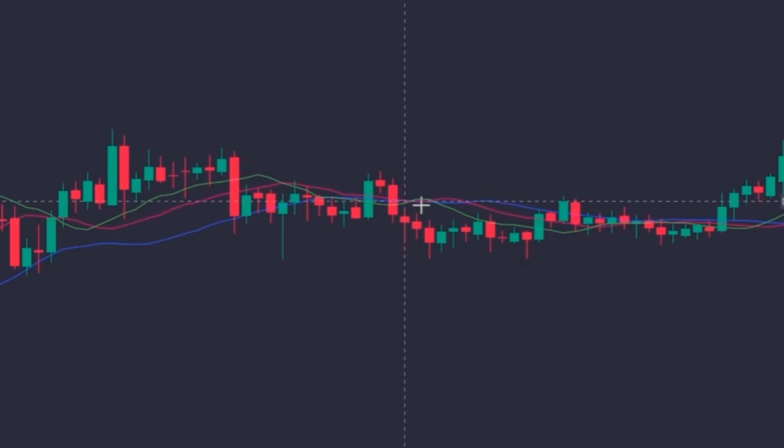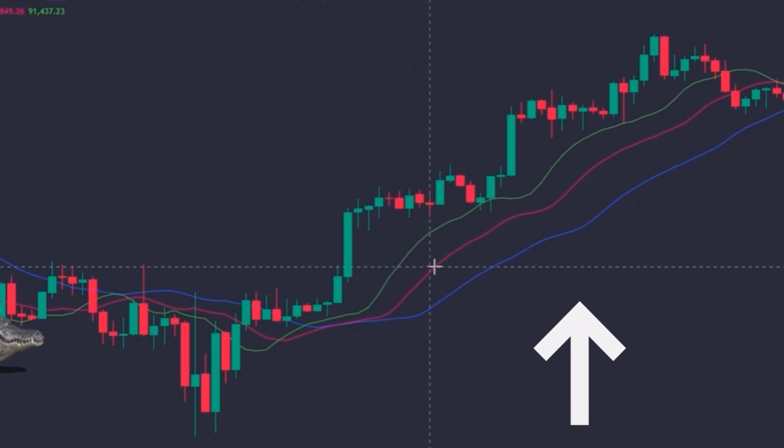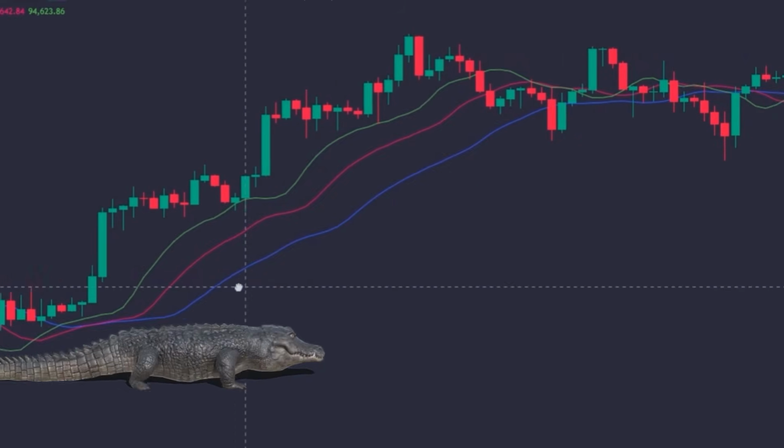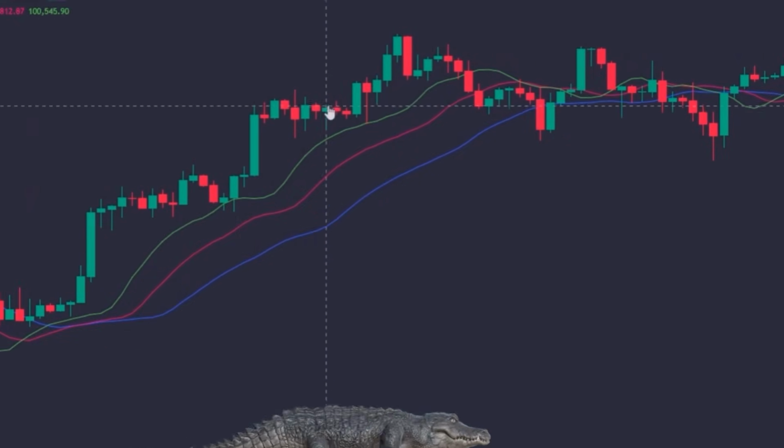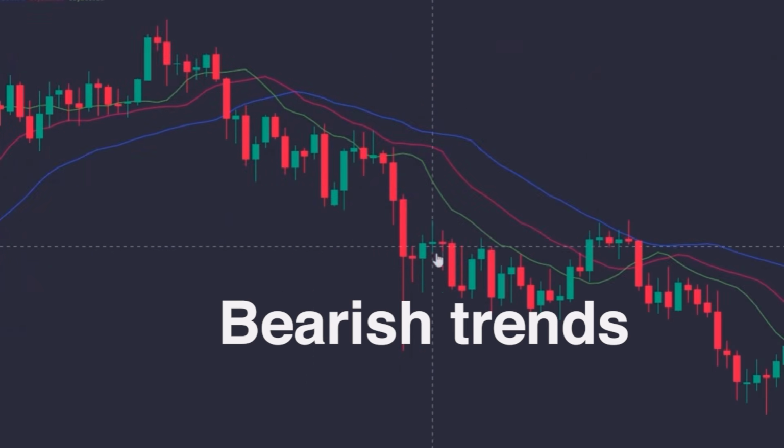When the lines are tangled, the alligator is sleeping and the market is flat. But when the lips cross above the teeth and jaw and the lines expand upwards, the alligator wakes up and eats, signaling a bullish trend. And the opposite applies for bearish trends.